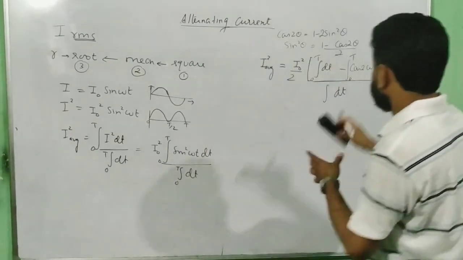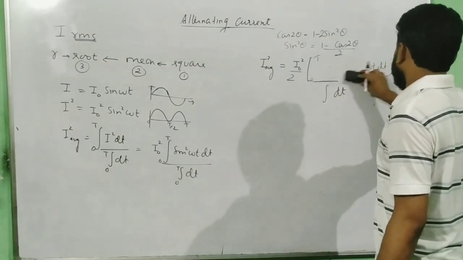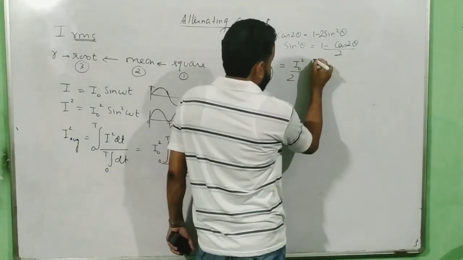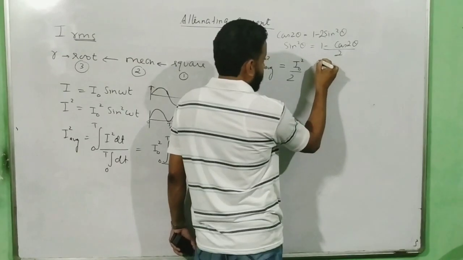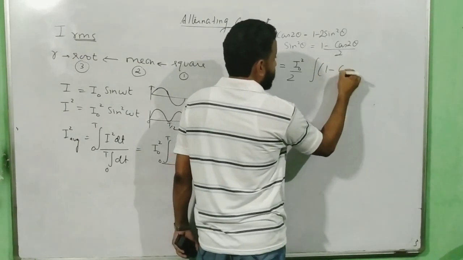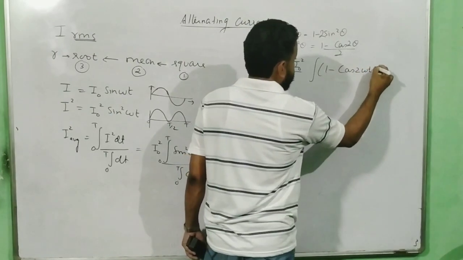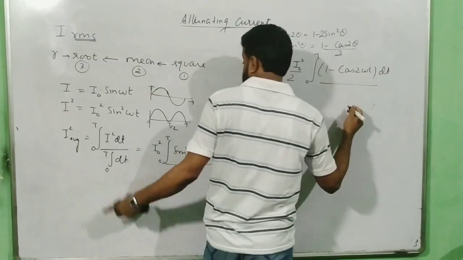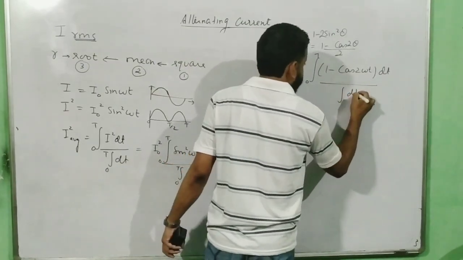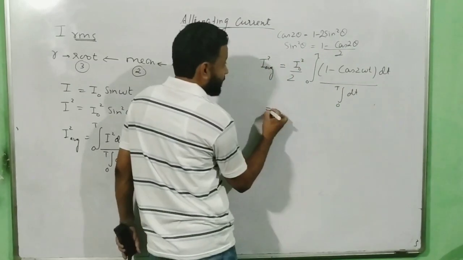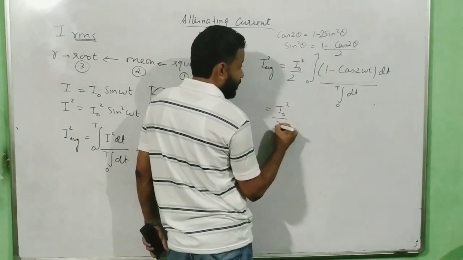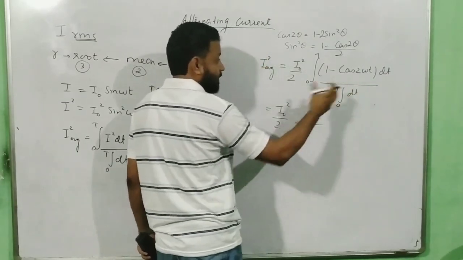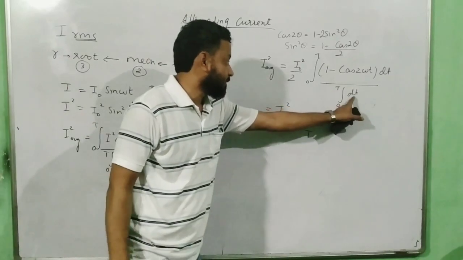Okay, you may end up getting confused, so I will write this again as a whole. Integral of 1 minus cos 2 omega t dt from 0 to T, and the 2 has come over here, and in the denominator we have integral of dt from 0 to T, and this is equal to I naught square by 2. See, integral of dt is T, so I'll just write T. Zero minus T minus 0 is T. That is the very obvious part.